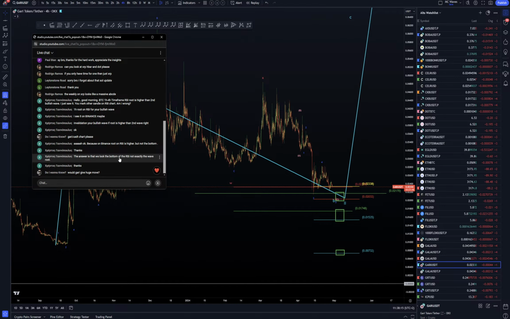The answer is that we look at the bottom of the RSI, not exactly the wave root. Yeah, exactly.